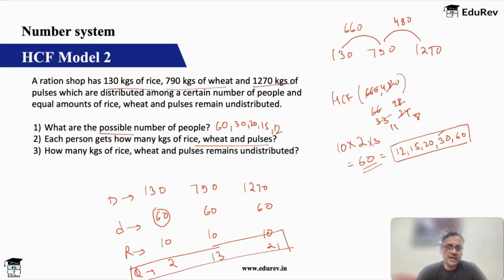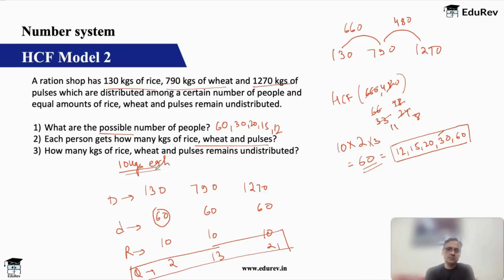How many kgs of rice, wheat and pulses remained undistributed? This answer is 10 kgs each. 10 kgs each. So this is the answer for this question. Okay. So I hope you have understood both the models. So this is basically all about LCM and HCF.